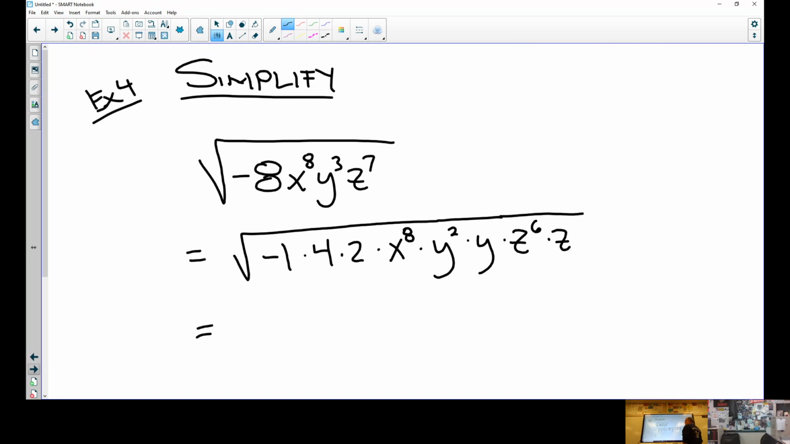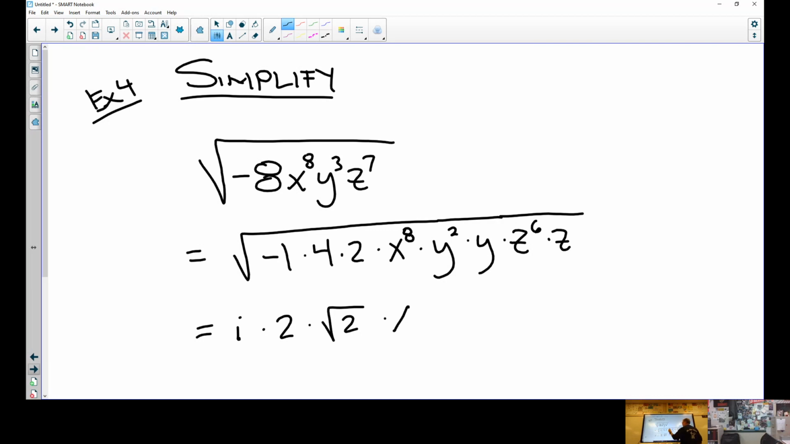And now I do piece by piece again. Square root of negative 1 is i. Square root of 4 is 2. Square root of 2 is just that. Square root of x to the 8th.